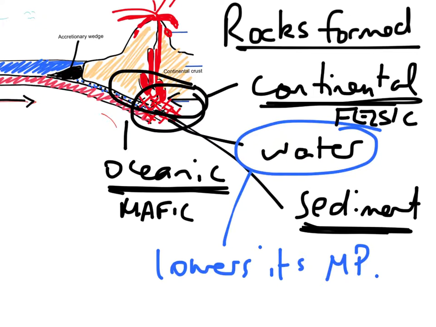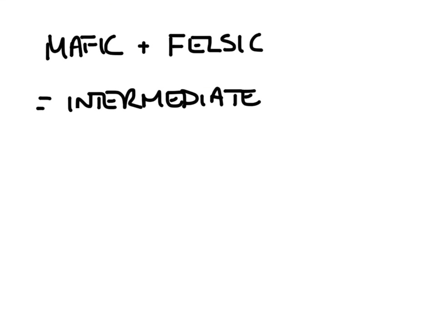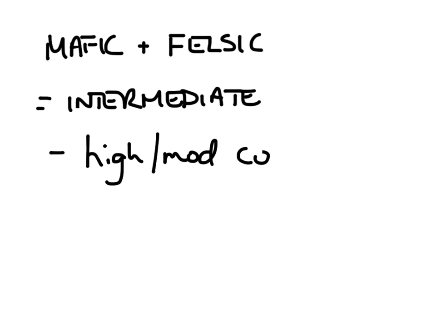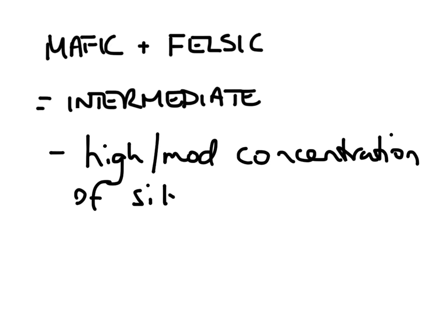What happens then, guys and girls, when you mix mafic with felsic, and they all mix together and form a lava, is you get an in-between. You get an intermediate type of rock. It's halfway between mafic and felsic. It has an intermediate mix of minerals in there. And importantly, it has a high to moderate concentration of silica. And of course, silica is what gives the felsic the sick. It's what makes the rock lighter in colour and less dense, generally speaking.